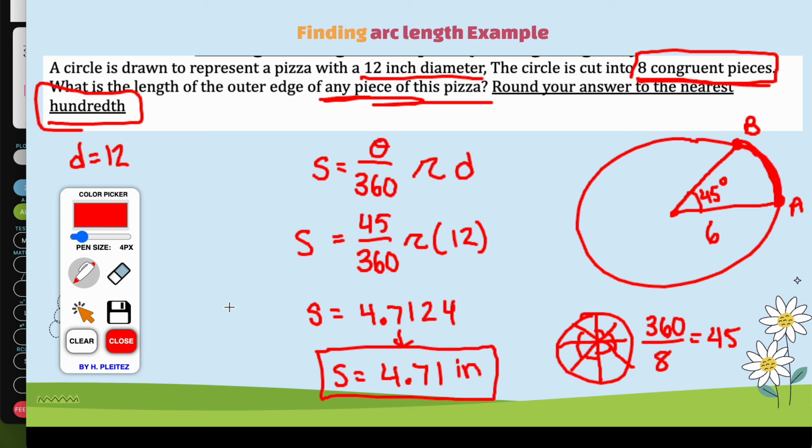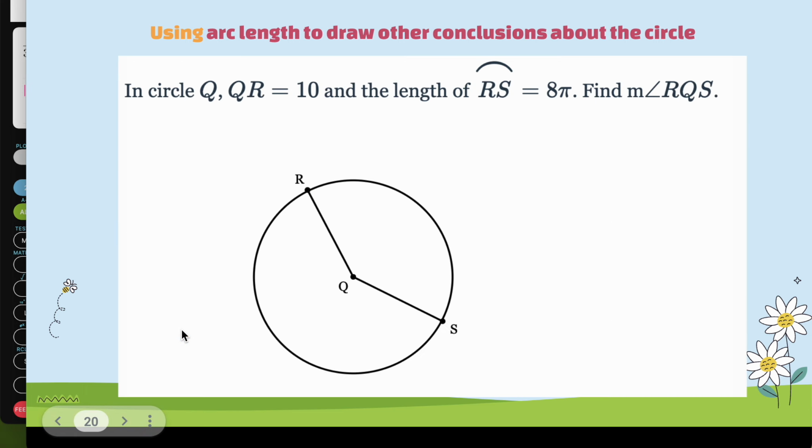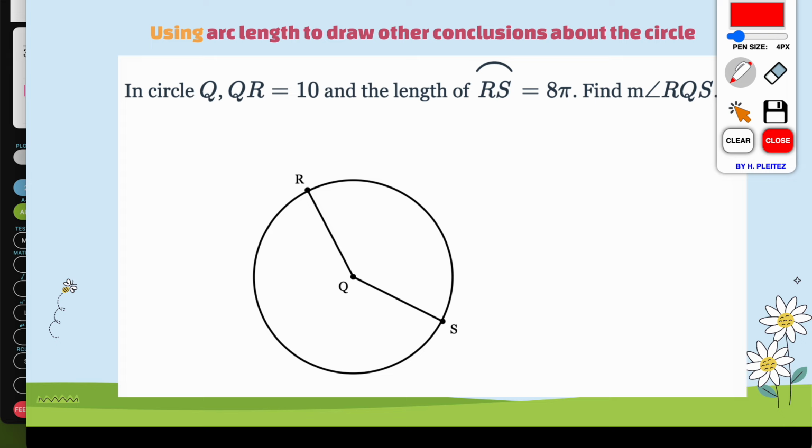Okay? Now, in this last example that we do, we're going to be using arc length to draw some other conclusions about the circle. So to be honest, you might need the formula for this one. It says in circle Q, QR equals 10. So QR is going to actually be our radius. So QR is 10. And it says the length of RS is 8 pi. So they're giving us the arc length. They're giving us S here.